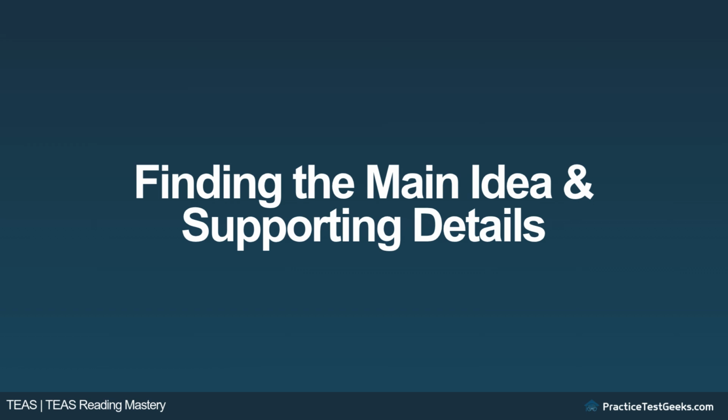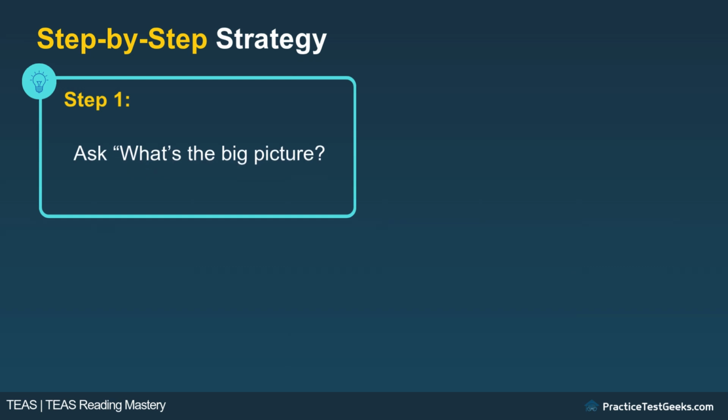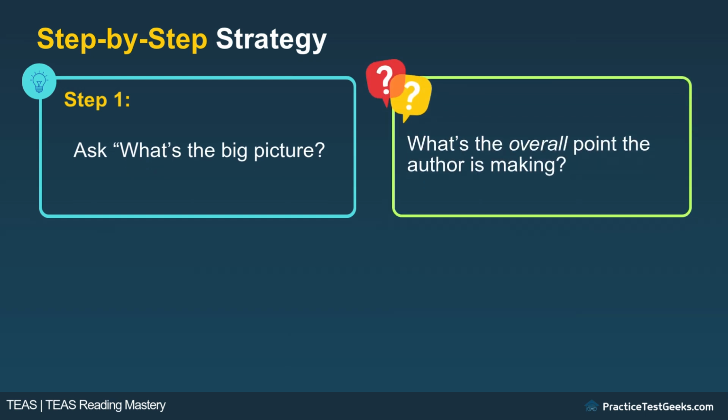How to find the main idea and supporting details. If you're ever stuck trying to find the main idea, here's a simple 4-step strategy you can use every time. Step 1. Ask yourself, what's the big picture? What's the overall point the author is making? Try to see the forest, not just the trees.